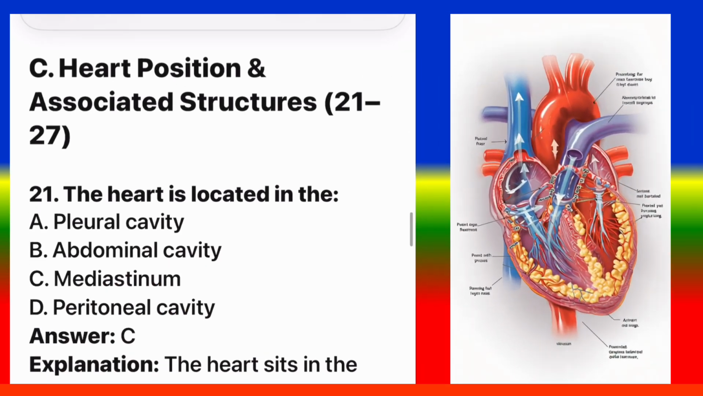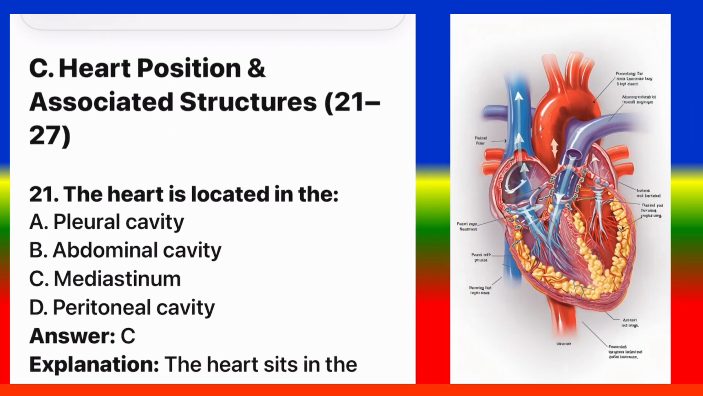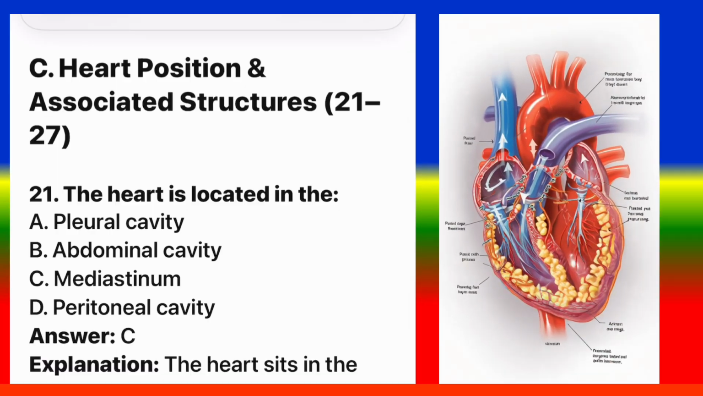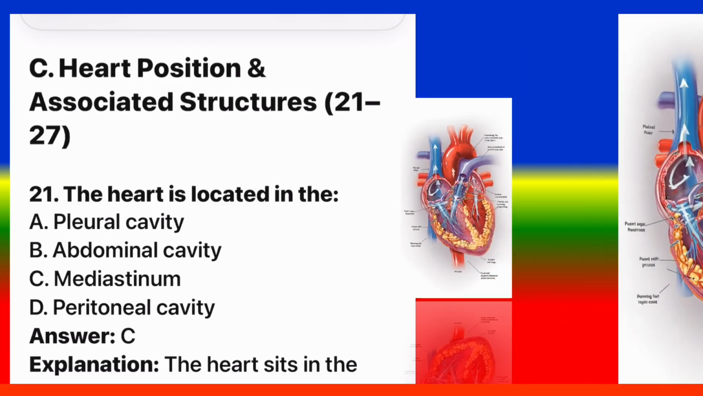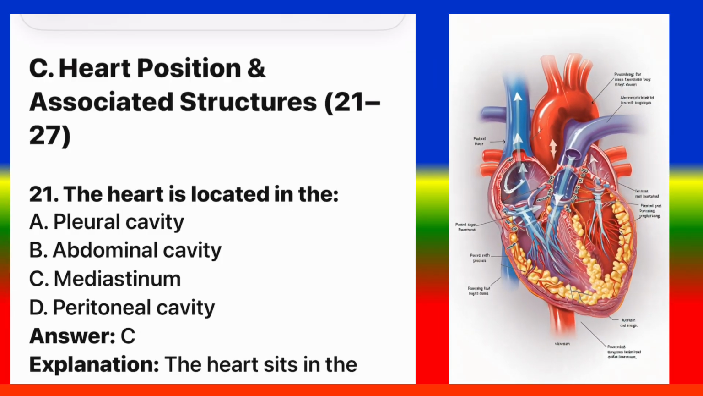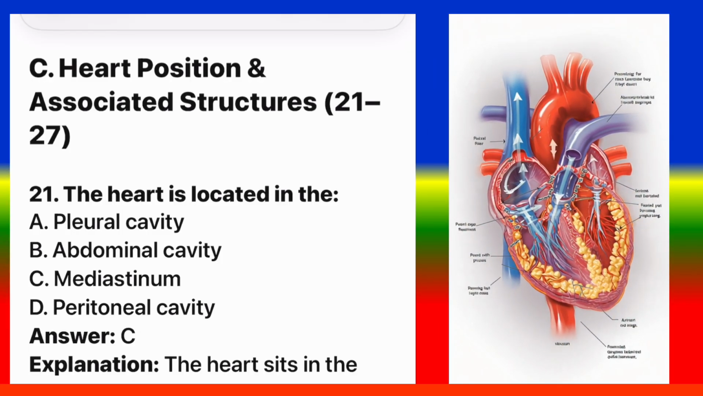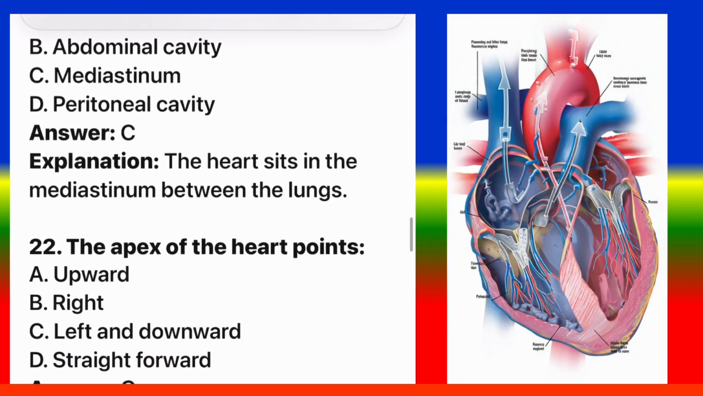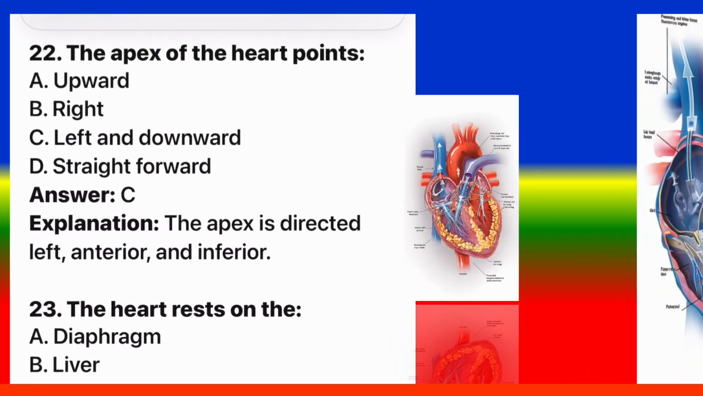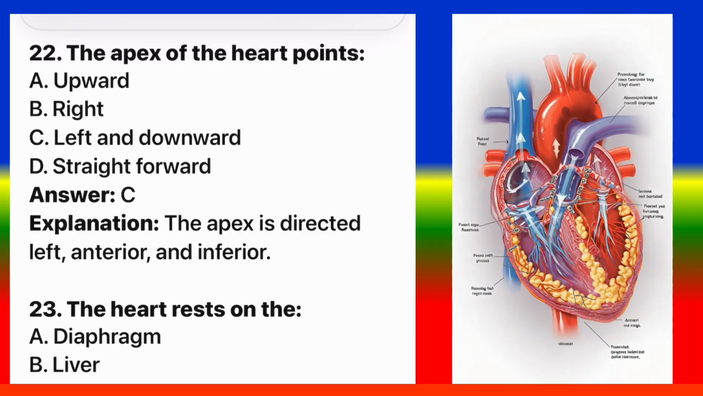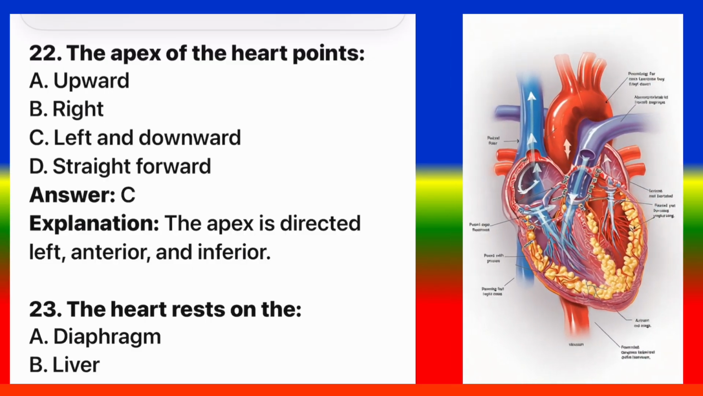C. Heart position and associated structures, 21 to 27. 21. The heart is located in the A. Pleural cavity, B. Abdominal cavity, C. Mediastinum, D. Peritoneal cavity. Answer C. Explanation: The heart sits in the mediastinum between the lungs. 22. The apex of the heart points A. Upward, B. Right, C. Left and downward, D. Straight forward. Answer C. Explanation: The apex is directed left, anterior, and inferior.